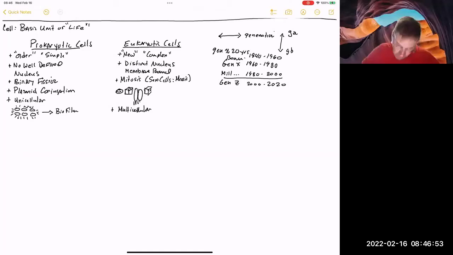But the prokaryotic cells also have a lot of cool things they can do. And even though, you know, they seem very simple, that simplicity and that ability to rapidly respond to changes does allow them to do quite well.